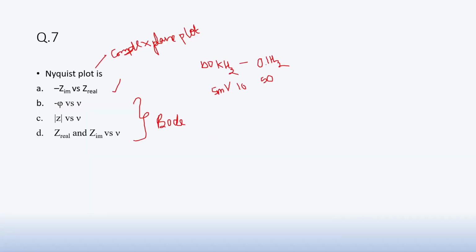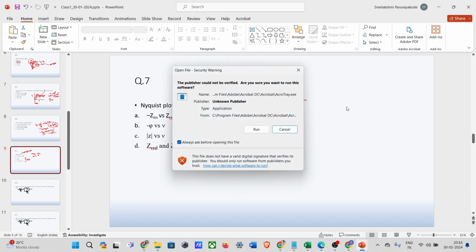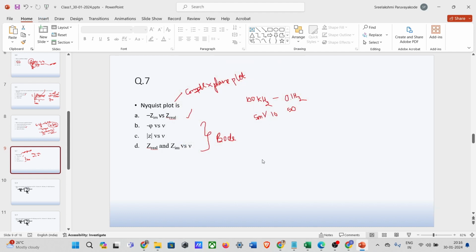Ma'am, option D is a 3D plot. Yeah, but that also comes under Bode only. Okay, ma'am. That's also Bode. Sorry, these two are Bode, or you can say that as 3D itself.